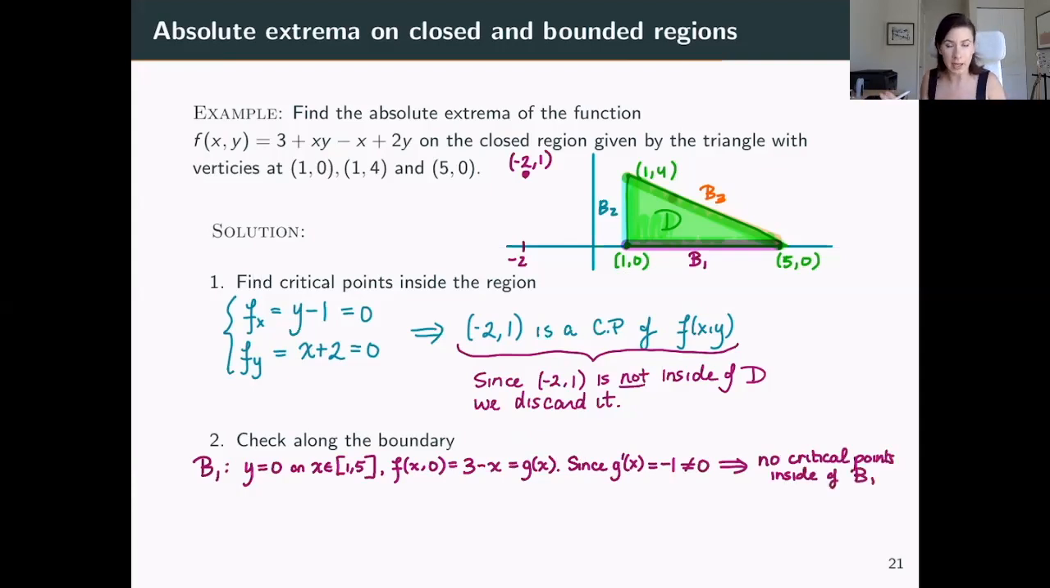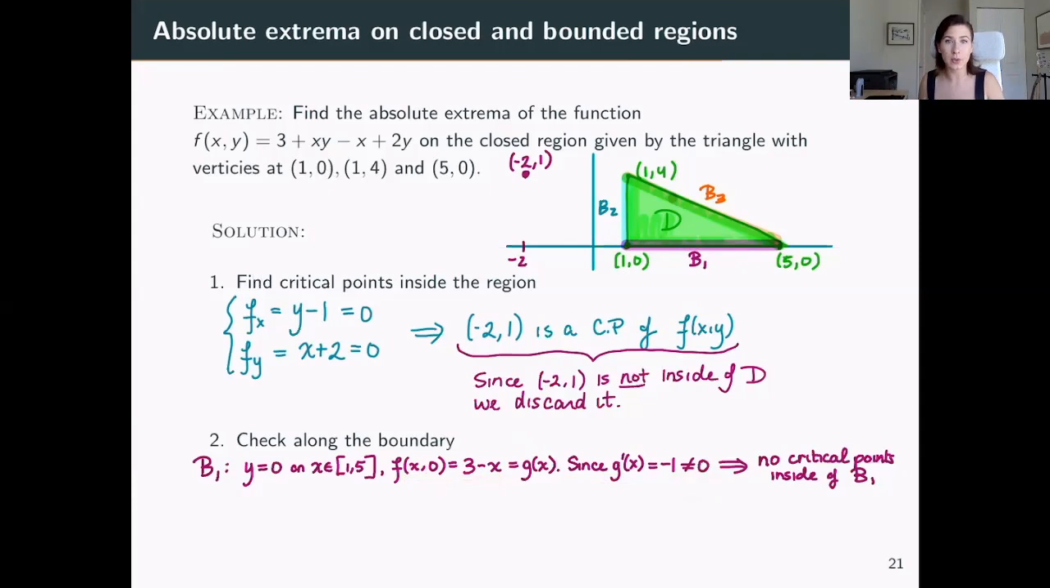So what have we done? We've said that I want to restrict the output of my function to when my inputs are of the form x comma 0, being points along this line where my x varies from 1 until 5. When I input 0 into my function, I get 3 minus x. My first derivative is -1, which is never equal to 0. So I don't have a critical point inside of this boundary.